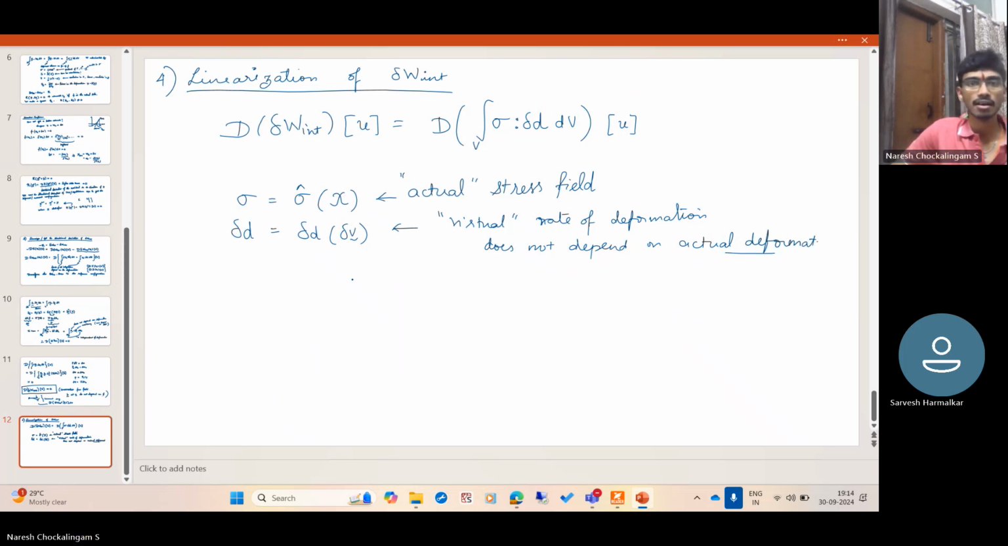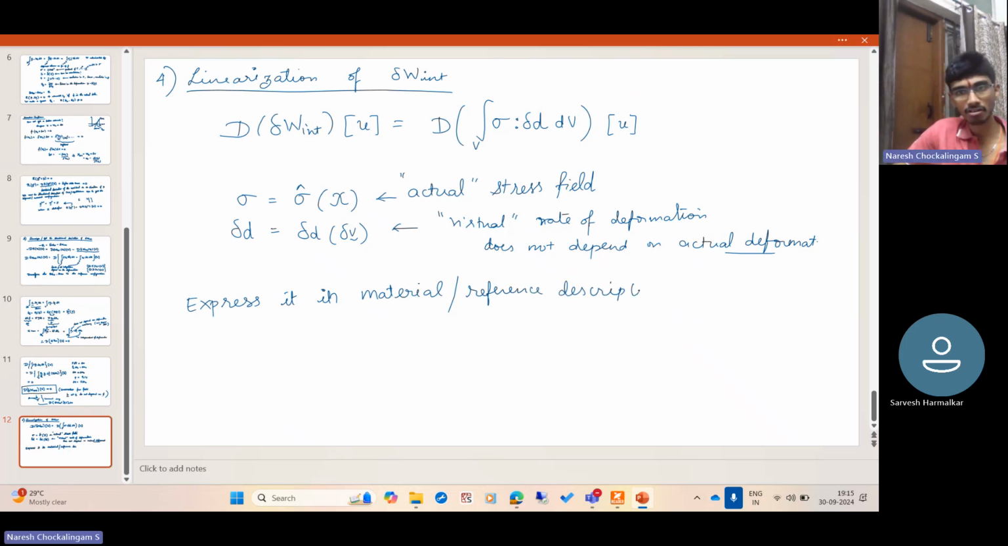Okay, very good. Now, first step. So this is problem 4. First, we have to linearize it, so express it in the material or reference description. We have already spent an entire week on that. So we know that. We spent a week on this.